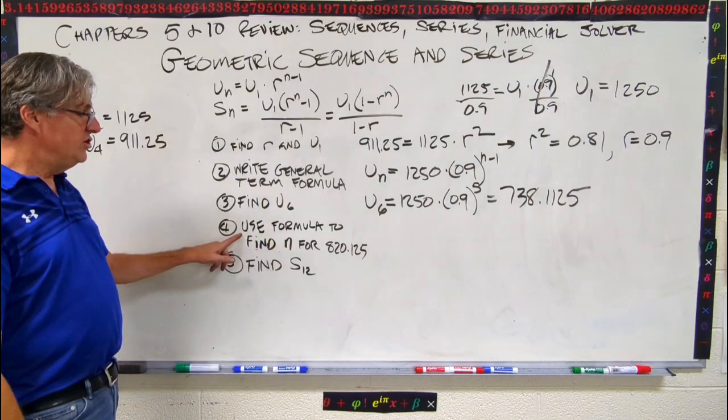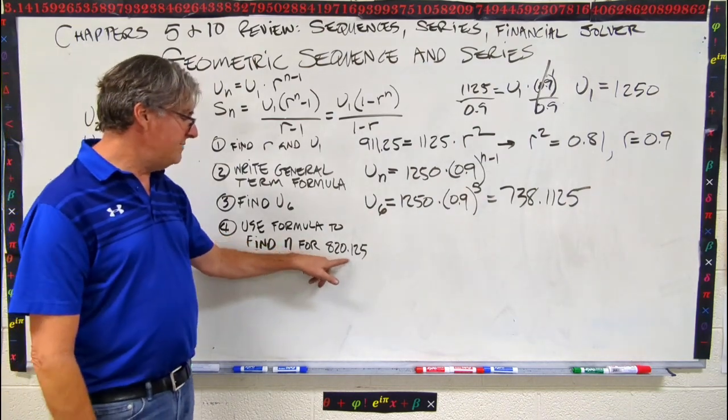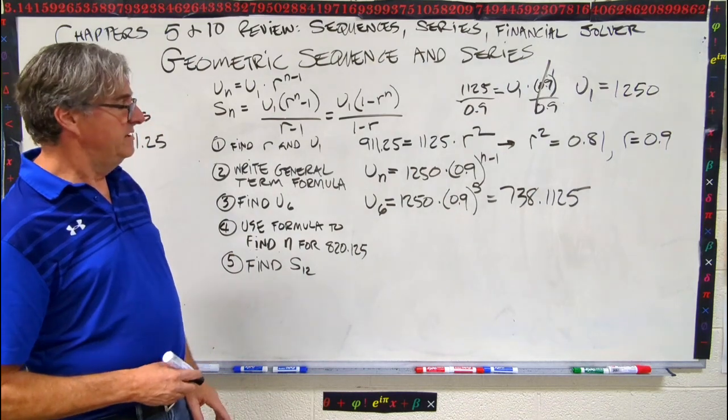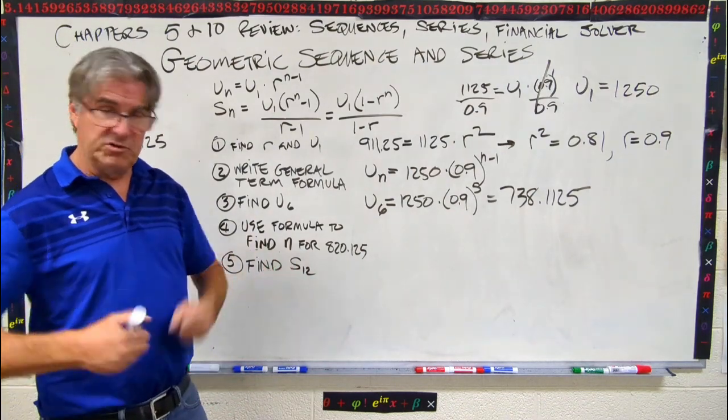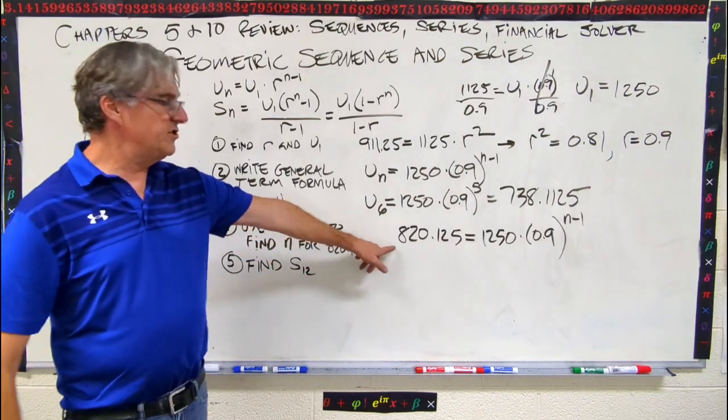Now we're going to say, use the formula to find n for 820.125. Pause the video, plug the formula in, and see what you get. If you feel bold, go ahead and solve it all the way down till you find the n. So there's your plug-in step.